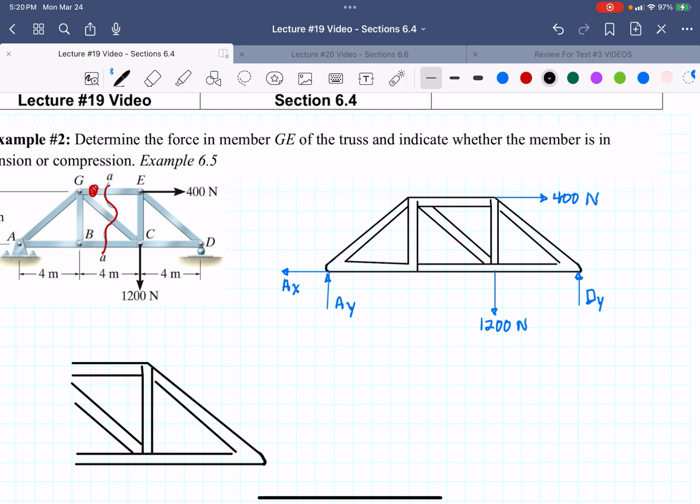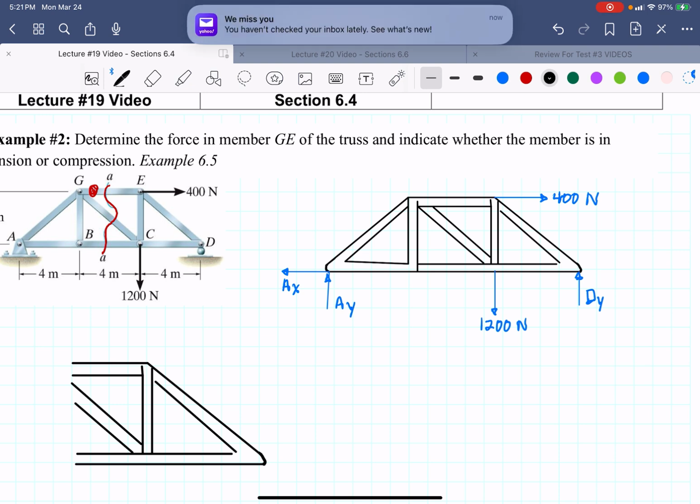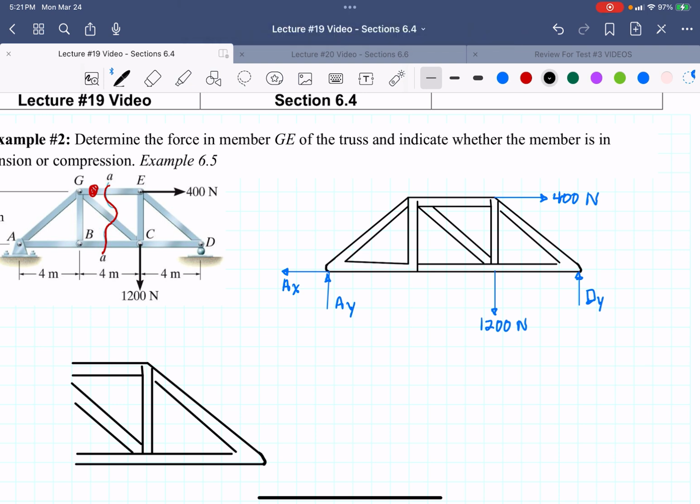So if I sum the moments about point A, I will find D. And then I can just study the right side because I will have the answer I need. I don't need A of X and A of Y to solve for the right-hand side. So let's do our sum of the moments. Positive sum of the moments about point A, because there are two forces there. That's why I'm going to do that. And it's going to give me D of Y.